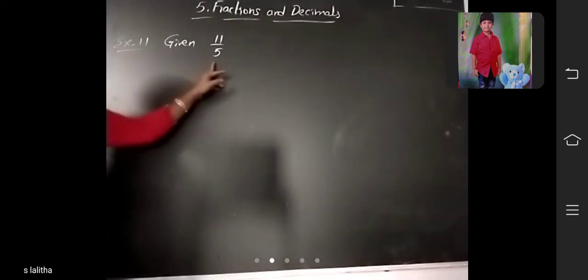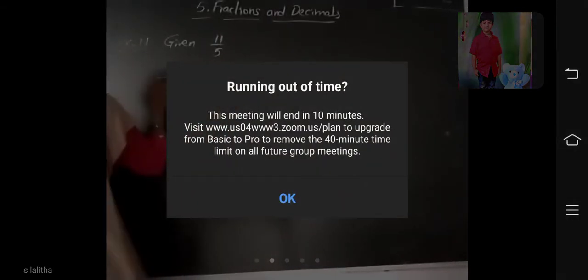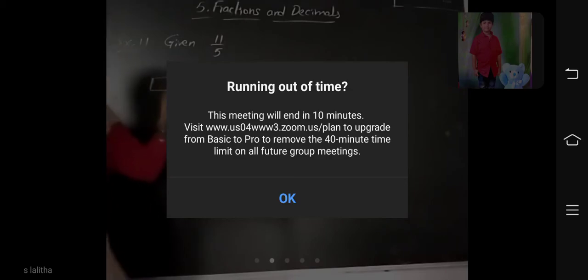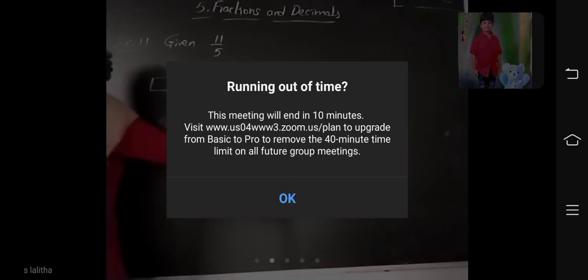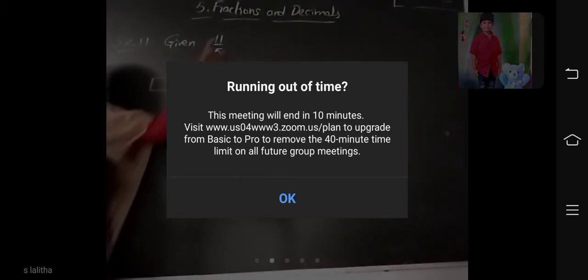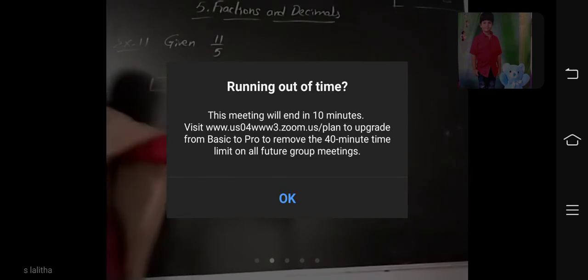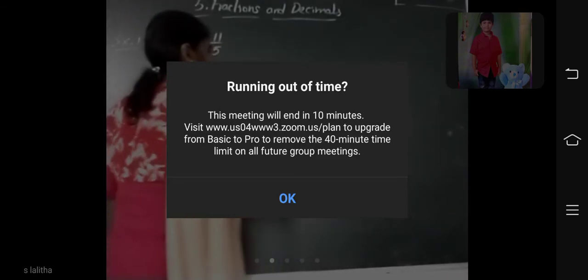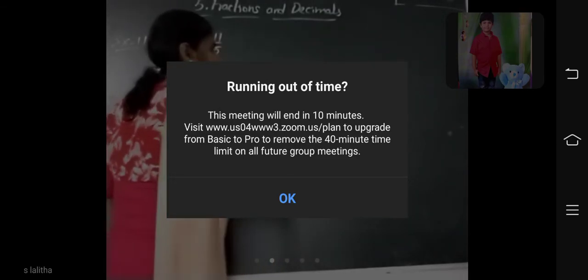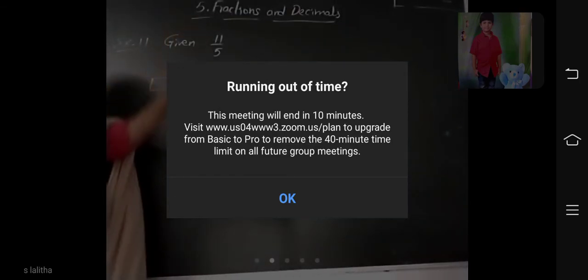The denominator is 5. So you should take one picture and divide it into 5 parts. I draw one rectangle, and I divide this rectangle into 5 parts: 1, 2, 3, 4, 5. But here the numerator is 11. How can you draw? Draw another box: 1, 2, 3, 4, 5. Total parts, how many? 5 plus 5, 10 parts. But here 11 is there.